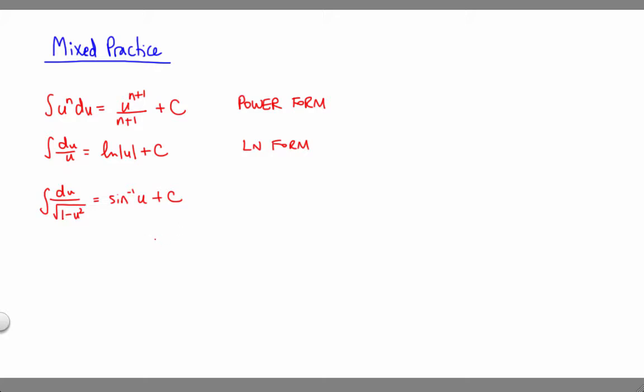More recently, we talked about the inverse trig forms. Notice here that I'm using a special case of this formula. We're using the case where a equals 1. So we've got the integral of du over the square root of 1 minus u squared, and that gives us arcsine of u plus c. Again, remember that a is 1, so we're looking at a special case of that formula. So let's call that the arcsine form.